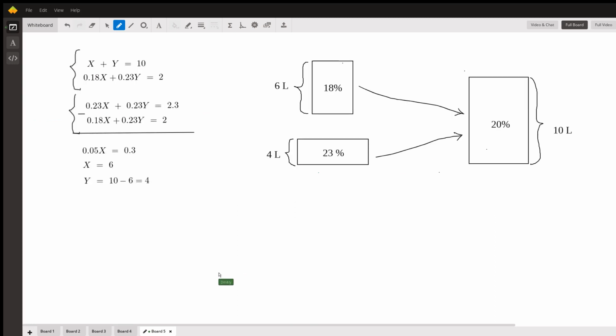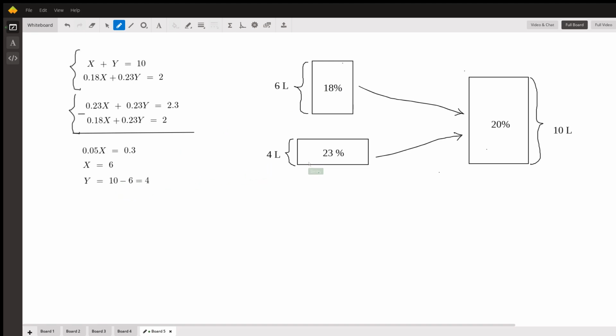Now with these 2 equations we can easily solve it. We have the equation x plus y equals 10, and that's the second equation. We can just solve it for x. I just want to get rid of the y, so I multiply this, and then I subtract the second equation from the first one, and I get 0.05x equals 0.3, which gives us the solution for x. The 18% acid solution will be 6 liters, and y will be 10 minus 6, which equals 4.